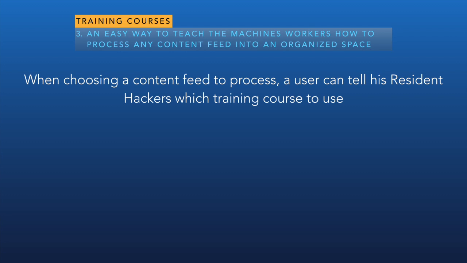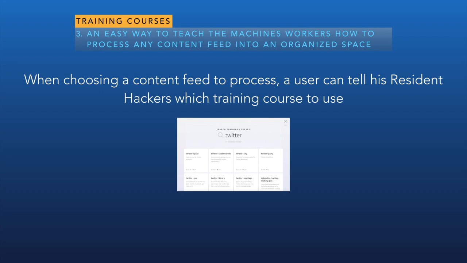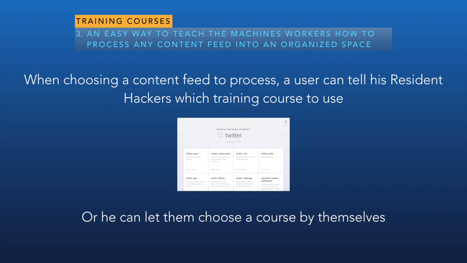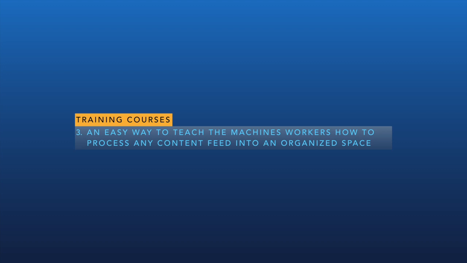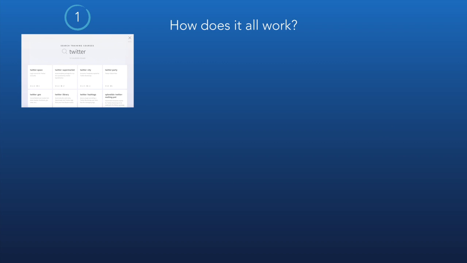And when choosing a content feed to process, the user can tell his resident hackers which training course to use. For example, you can search for training courses to process Twitter feeds. Or you can just let the resident hackers choose a training course by themselves. So these are the training courses, an easy way to teach machine workers how to process any content feed into an organized space. So how does it all work together?